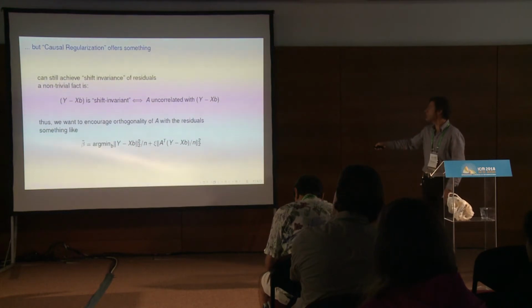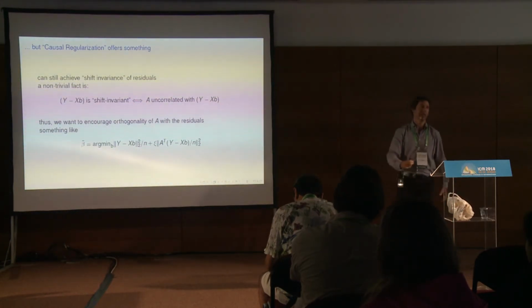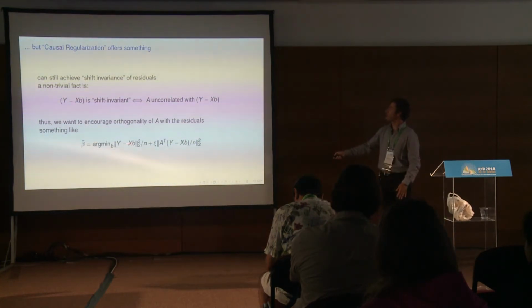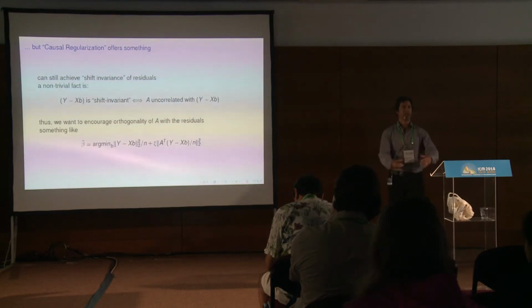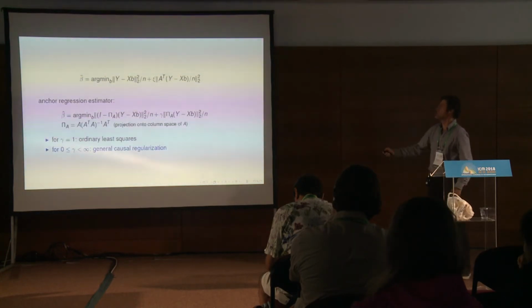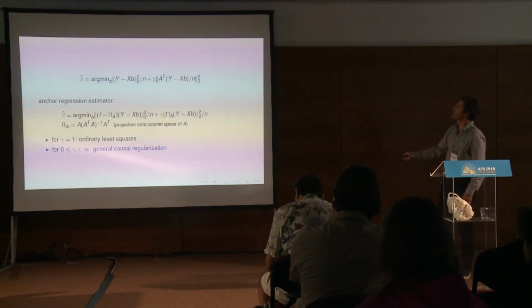I'll define it later. And one can show that the residuals are shift invariant if and only if they are uncorrelated with my anchor variable A. So if you see this fact, then of course it's kind of natural to come up with an estimator like that. You have a regression problem, you minimize residual sum of squares, but you regularize your solution such that it is fairly orthogonal to A. Okay? It's not quite what we do, but it's a bit different technicalities. So this is our estimator.